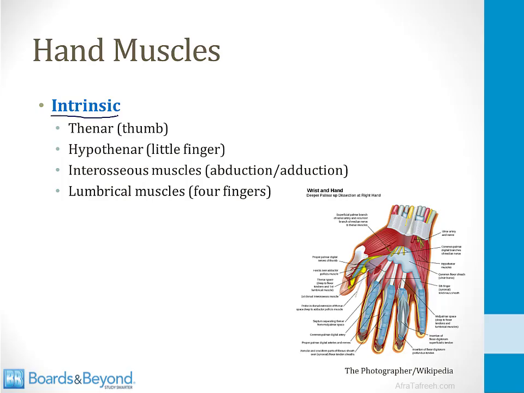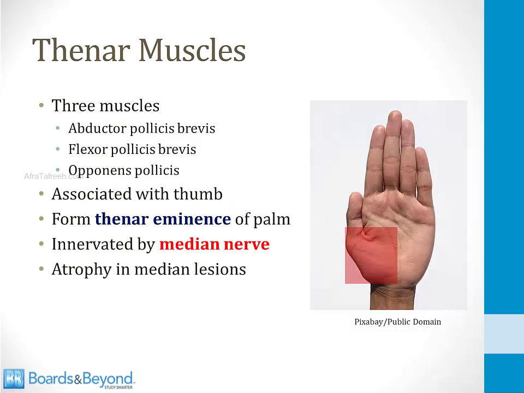Let's talk about the intrinsic ones first. So this group includes the thenar group of muscles near the thumb. We'll talk about this group in a second. The hypothenar group near the little finger. The interosseous muscles, which are found between the digits. These are important for abduction and adduction of the fingers. And then finally the lumbrical muscles, which are important for flexion and extension of the 4 fingers. Let's talk about those groups of intrinsic hand muscles one at a time.